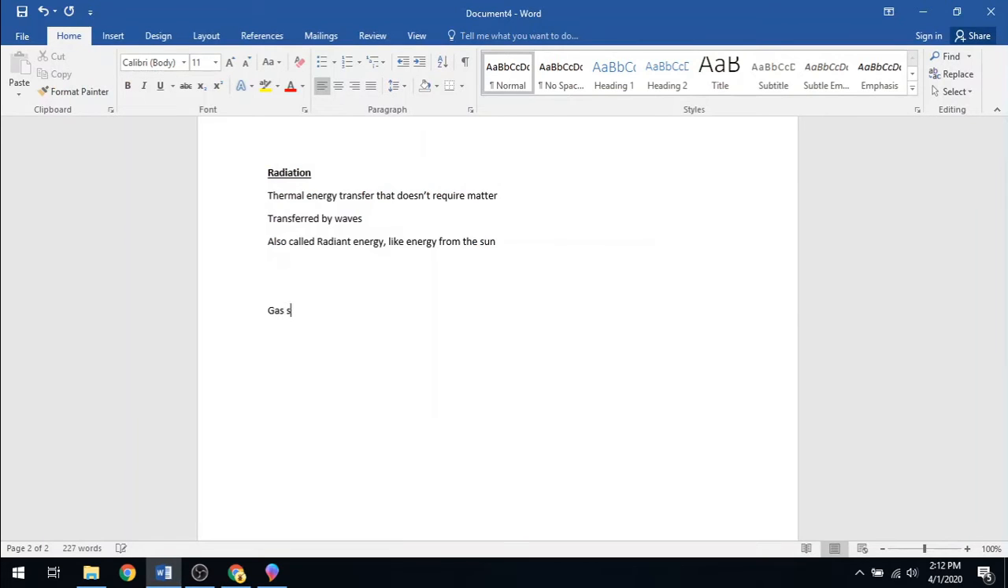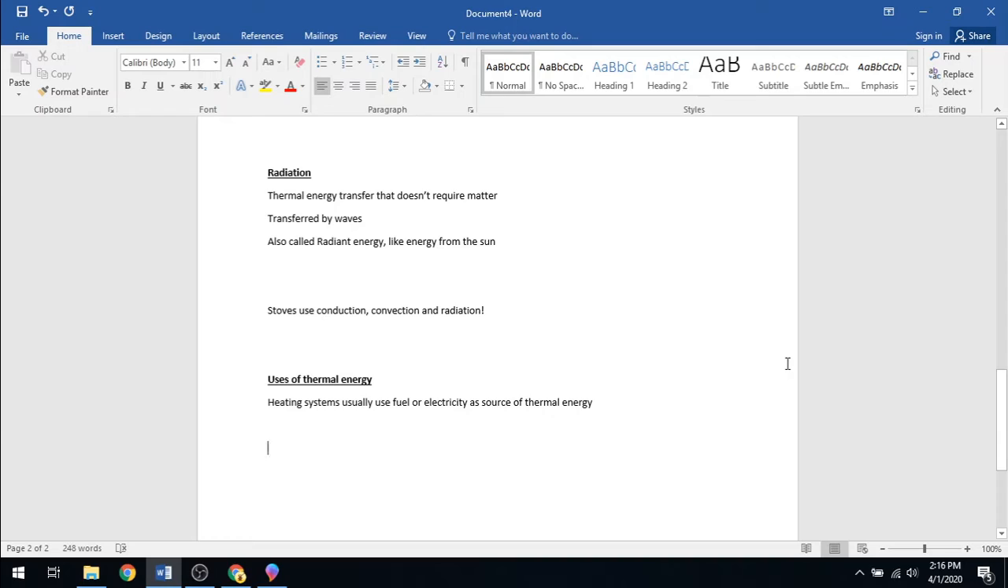Gas stoves, well, we'll just say stoves in general, use conduction, convection, and radiation. Pretty sweet.